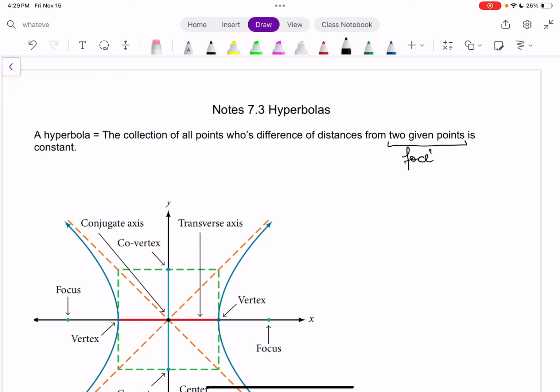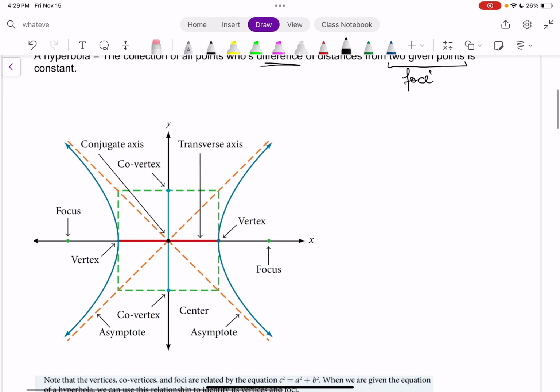And this time the difference of distances will be constant. So I know in this picture there's a lot of colors, a lot of lines. So I'm going to show you which one is actually the hyperbola. It's these two parabola-looking shapes that are back to back. So as I did mention in 7.1, a hyperbola is actually looking like a V. The parabola looks more like a U.